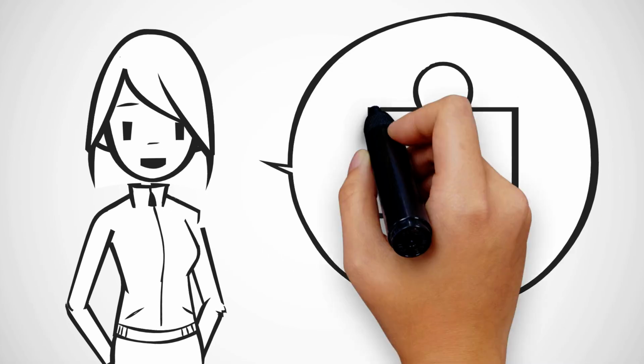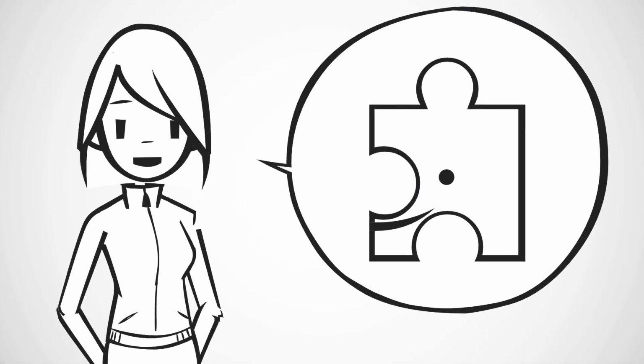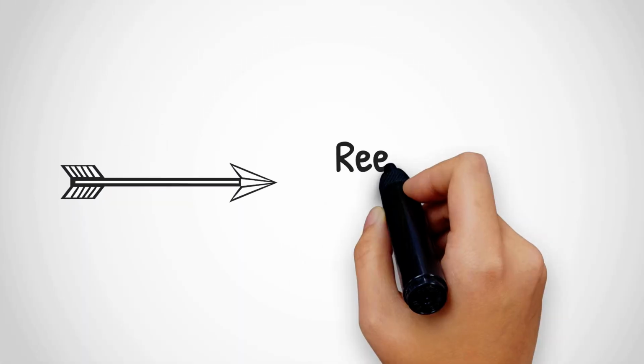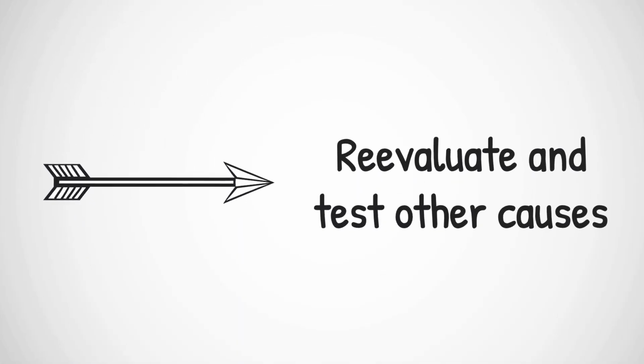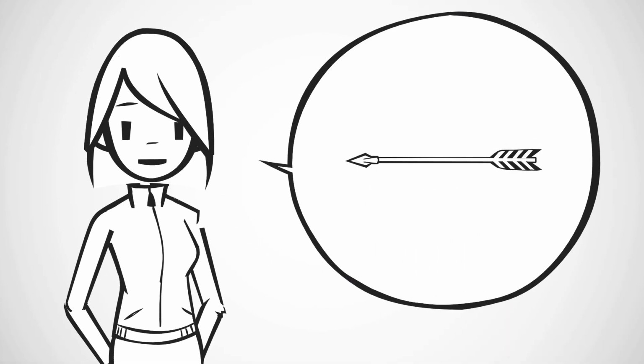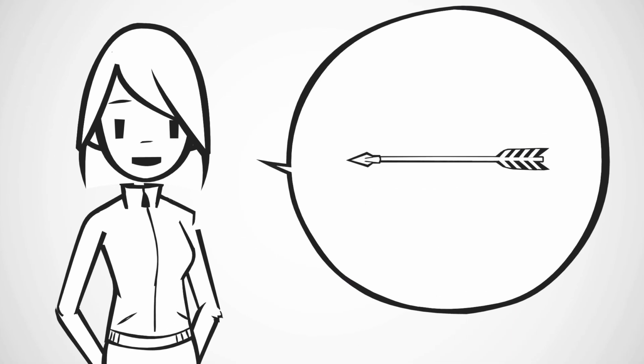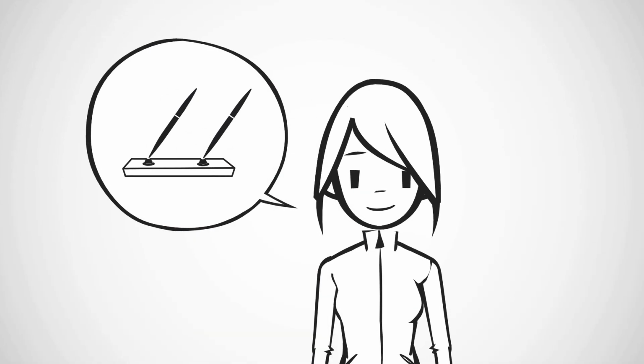When a test disproves the theory, do not force the evidence to fit the assumption. Return to the list of possible causes and test another explanation. Step 5. Establish a plan of action.